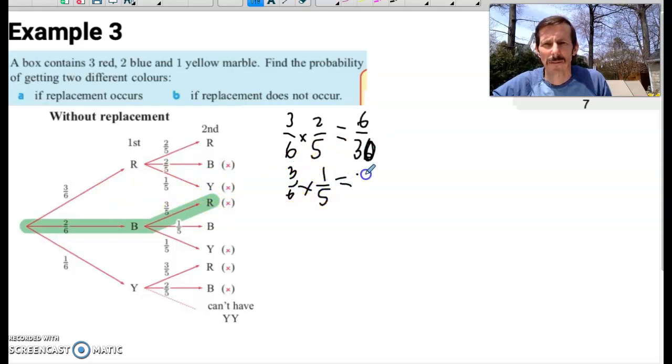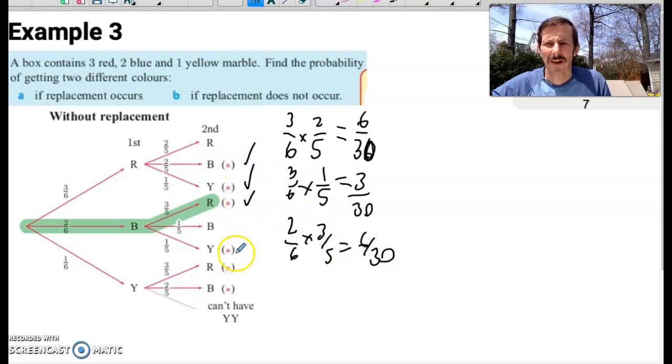Boom. Then I would have 3/6 times 1/5. You'll notice that in all of these my denominator is changing. I would have 2/6 times 3/5, which is 6/30 again. And I've checked that one off, and that one, and that one. Now I've got to do this one, which is 2/6 times 1/5, which is 2/30. Check it off.